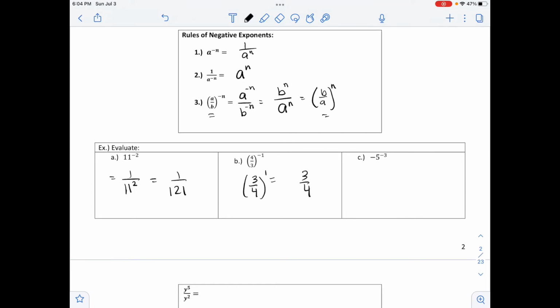And then part C, we have negative 5 to the negative third. And so again, that negative is not inside the base. So it's like negative 1 times 5 to the negative third, or negative 1 times 1 over 5 to the third, which is going to be negative 1 over 125.